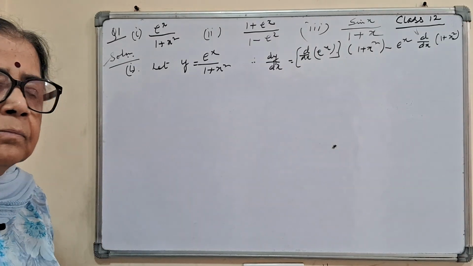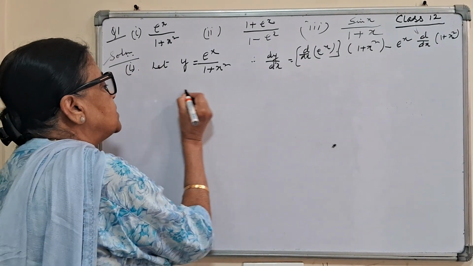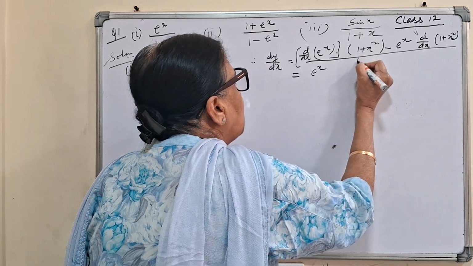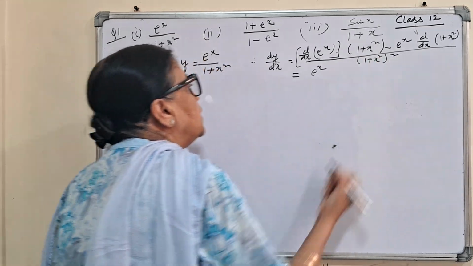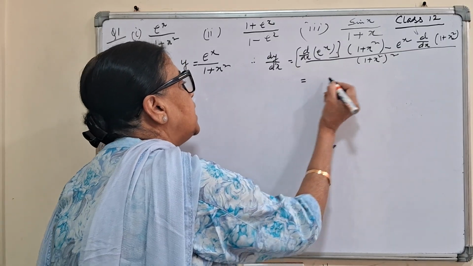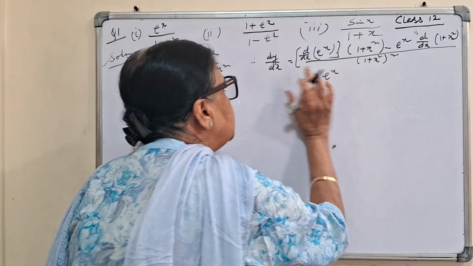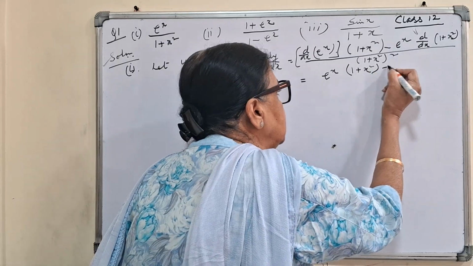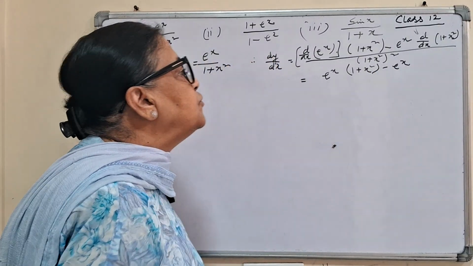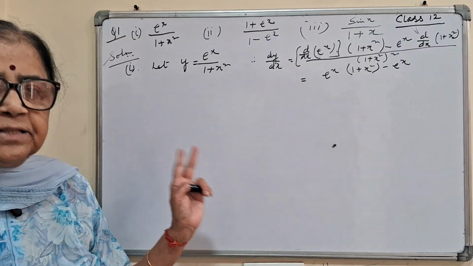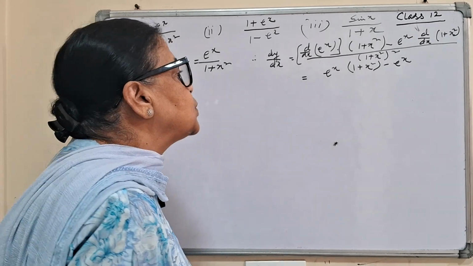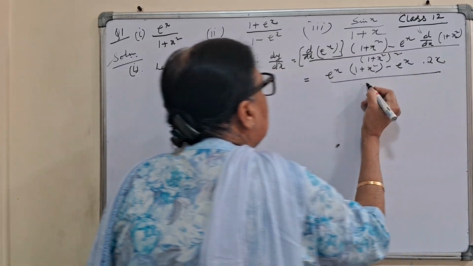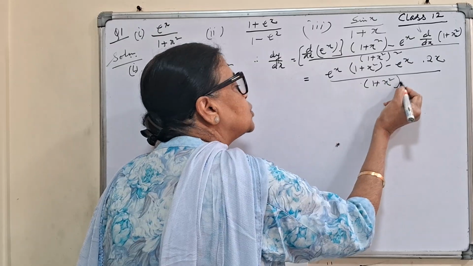Just see. It becomes, divided by (1 plus x square) whole square: the derivative of e raised to the power x is e raised to the power x, so it is e raised to the power x into 1 plus x square, minus e raised to the power x and d/dx of 1 plus x square. d/dx of 1 is 0, this is a constant, and d/dx of x square is 2x, into 2x, divided by (1 plus x square) whole square.